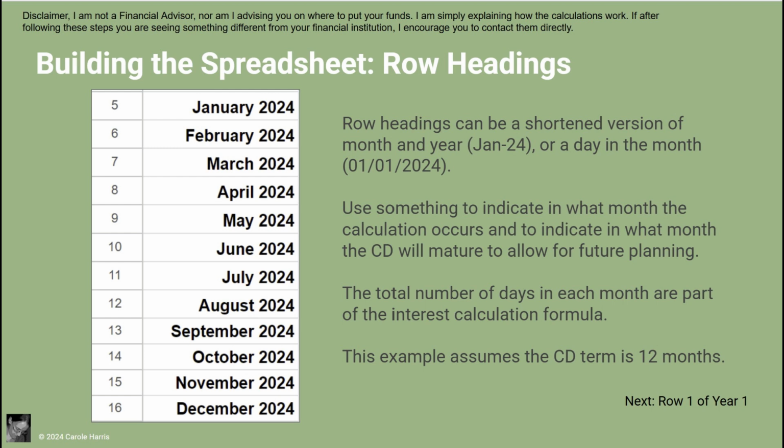Next, identify the row headings. My advice is to use something that identifies the month and year because the calculation uses the total number of days in the month, and that will change for February during leap year. It is also a good idea to identify the month your CD matures so you can make a decision on adding additional funds, as you will see when we look at year 2.